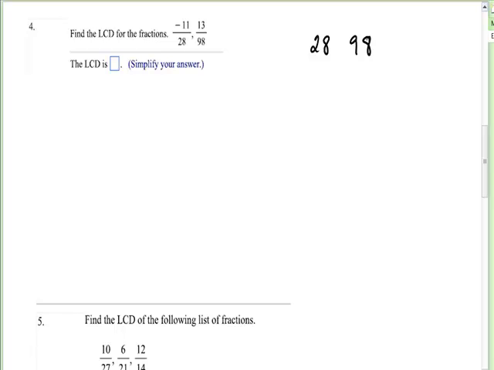So here is a little trick for finding the least common denominator. I'm going to put an upside down division box on it, and I'm going to divide by only prime numbers. We talked about prime numbers before. Smallest prime number is 2, so I'm going to divide by 2.